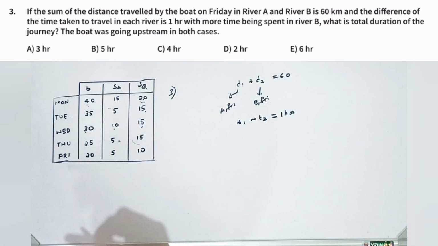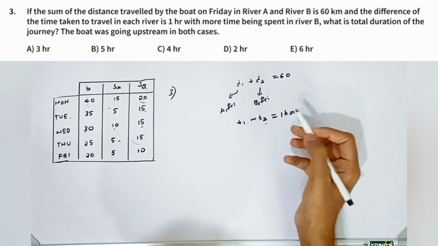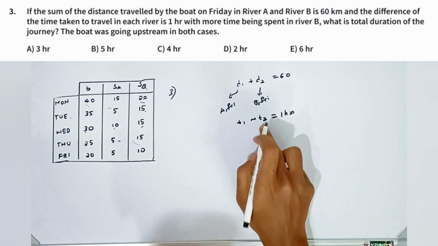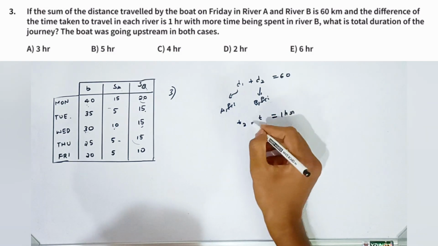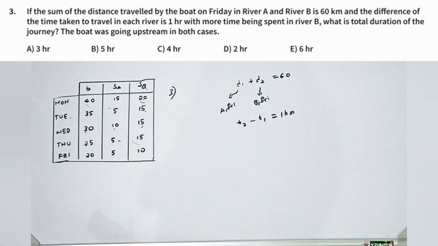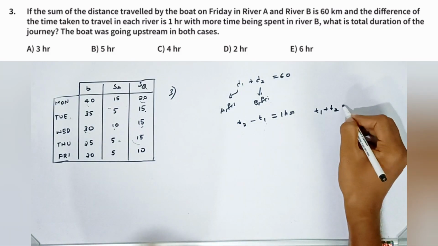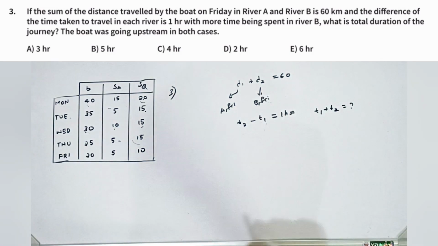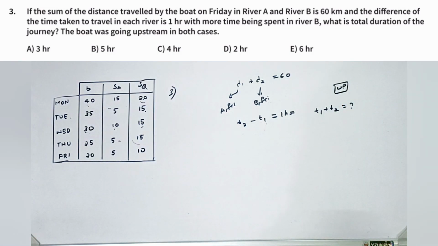Okay, so with the more time spent on river B, which I am considering as B, right? So more time is B, which means we have to write it as T2 minus T1. Okay, T2 minus T1 is 1 hour. Okay, and what we have to calculate is the total duration of the journey. We have to calculate T1 plus T2. Okay, and the boat is going upstream in both cases. Okay, and let's solve this problem.